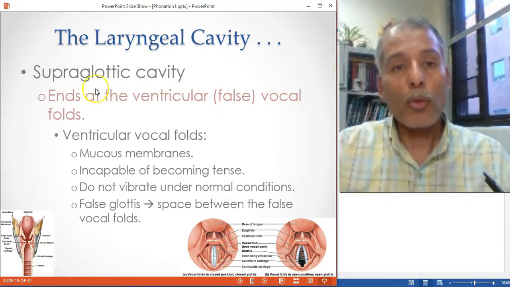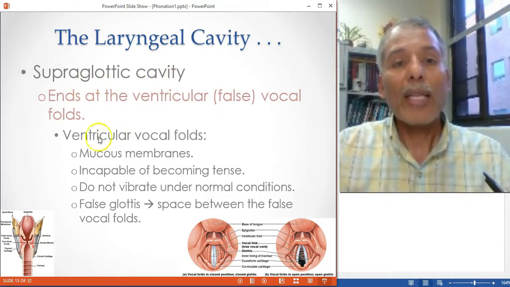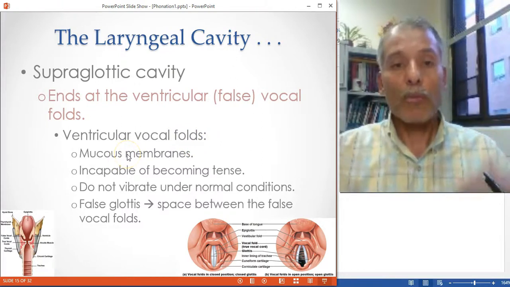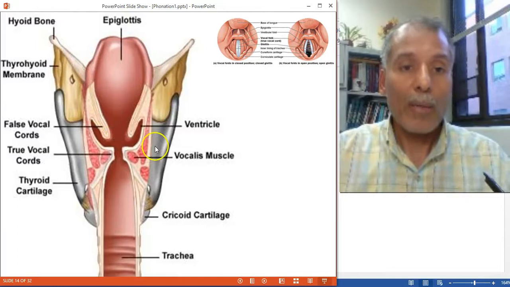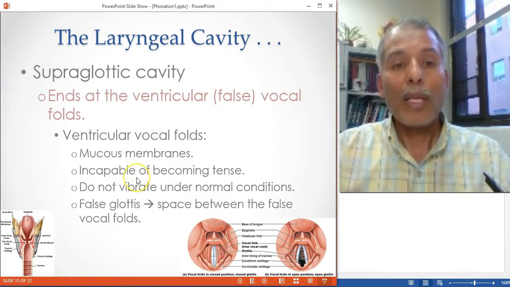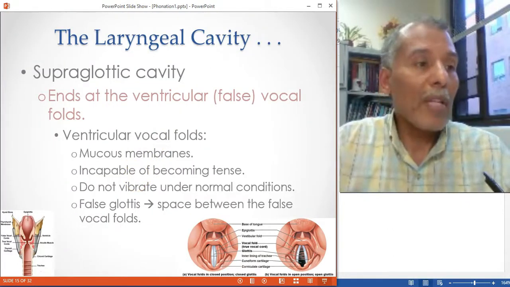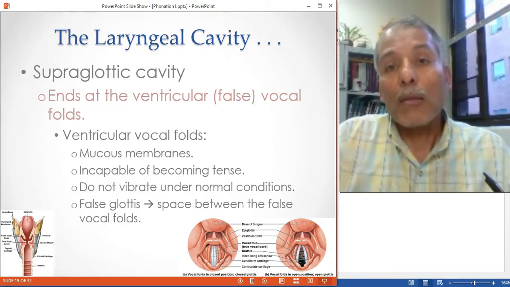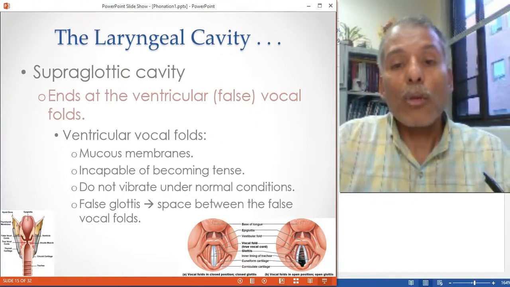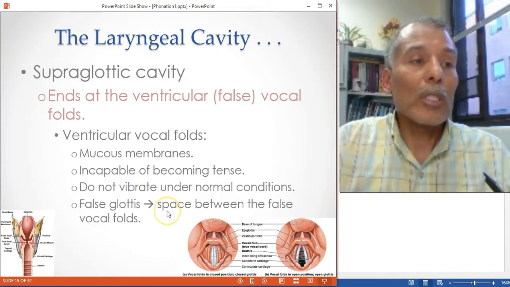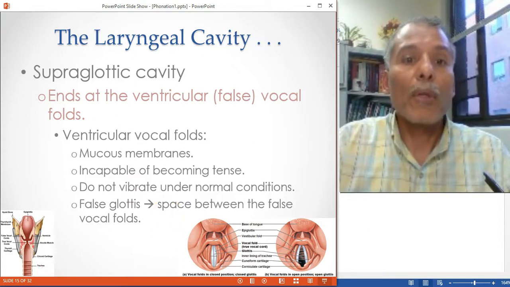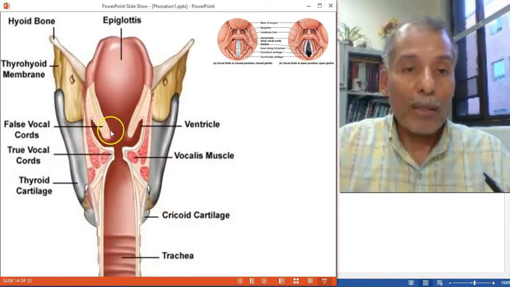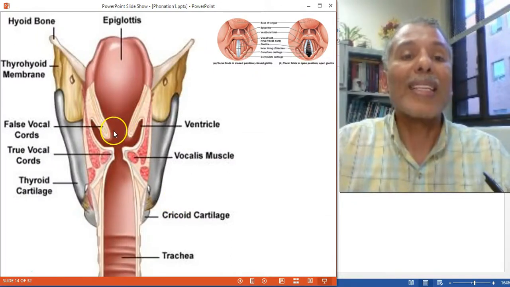So looking at the supraglottic cavity again, it houses the ventricular vocal folds. That's basically mucous membranes hanging down, and they don't really have the ability to increase their tension, and they do not vibrate unless you learn how to vibrate them, and their voice is very guttural and very low pitch. The space in between them is also called the false glottis.